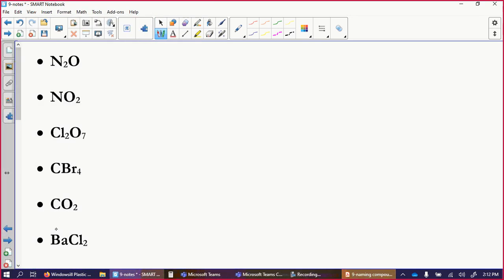So if we're writing the name, I've got nitrogen as my first thing. Well, there's two of them. So this is dinitrogen. Next word, I've got oxide because O is at the end. There's one of them, dinitrogen monoxide. And that is the technical formal name of this.